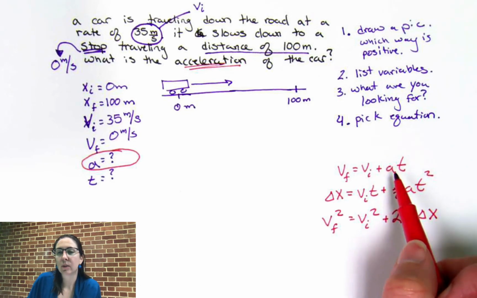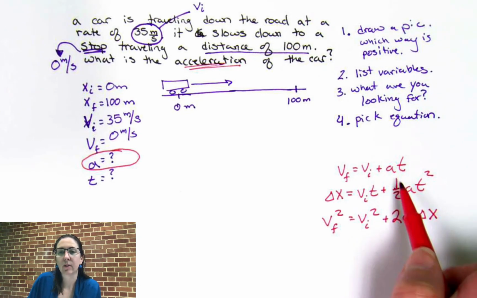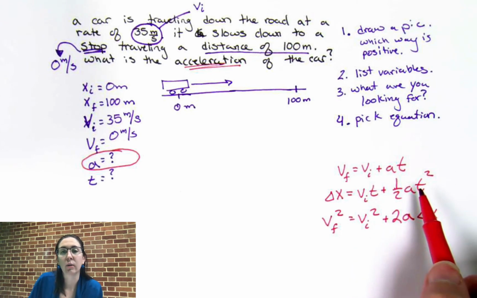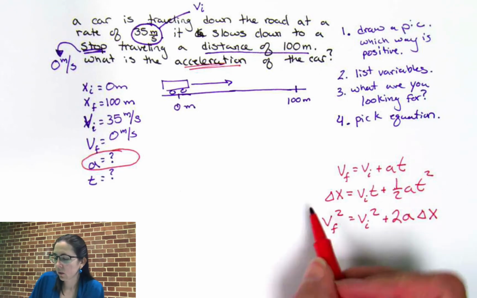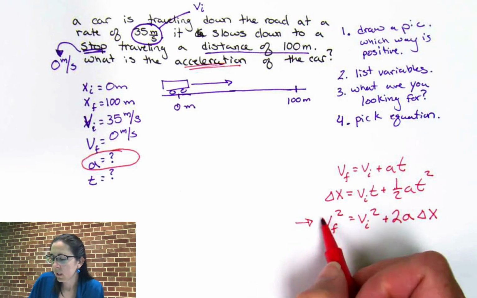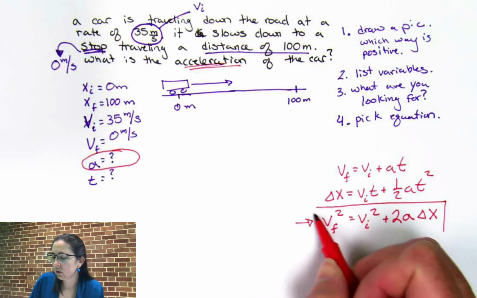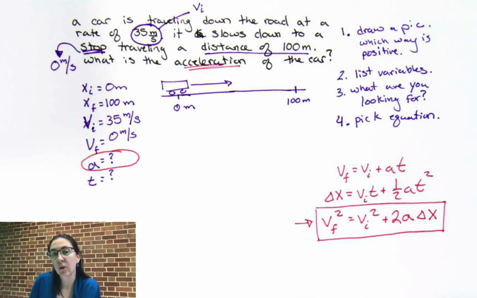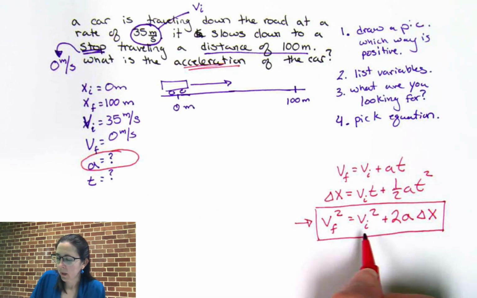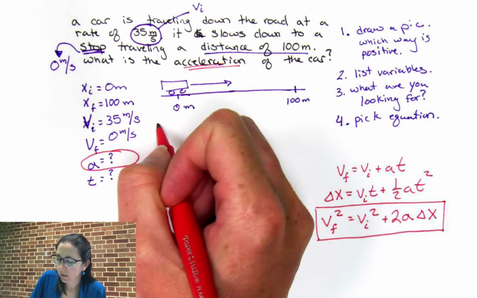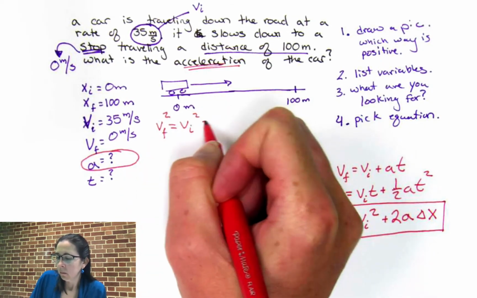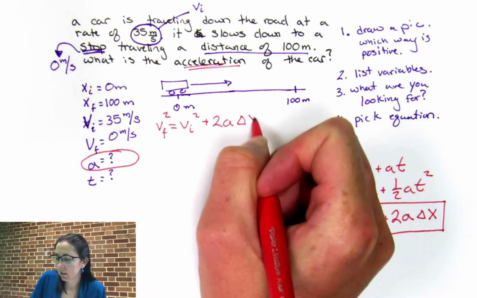So even though this first equation and the second equation have acceleration, they both contain time. If I don't know that, I can't use it to solve for the acceleration. And so this third one, this funky one, is the equation that you'll use every single instance that you don't know the time and you're looking for something else. I'm going to write my new equation up here. Velocity final squared is velocity initial squared plus 2 acceleration delta x.